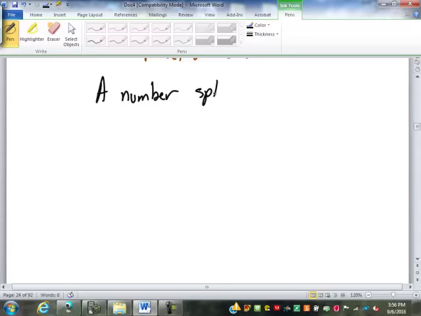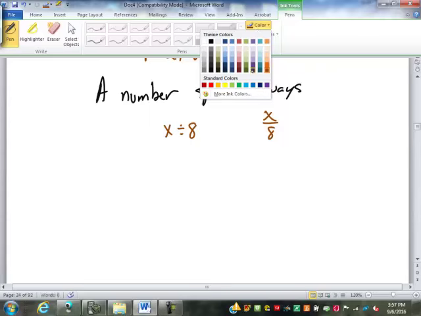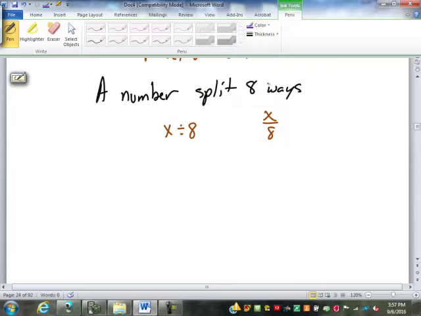A number split 8 ways. How's that going to be expressed? Division. X divided by 8 or x over 8. Both of those mean division. The fraction notation is a form of division. So other phrases that would mean x divided by 8 or a number divided by 8. Well, a number divided by 8, 8 into a number.